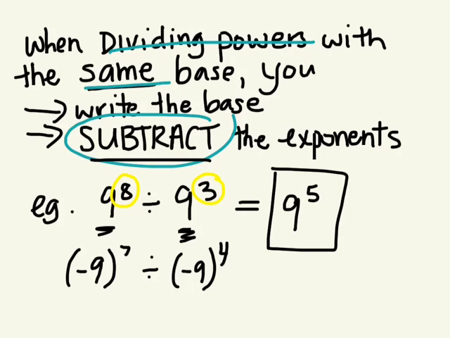If the base is negative, so if we have negative 9 to the power of 7 divided by negative 9 to the power of 4, will you still follow the rule? You write the base. What's the base? Negative 9. It's the whole thing. So we're going to write negative 9. We write the base. Then we have to subtract the exponents. So what's 7 take away 4? 3. That's the answer.